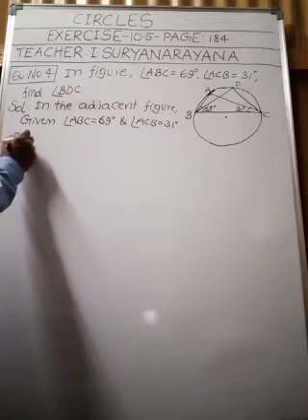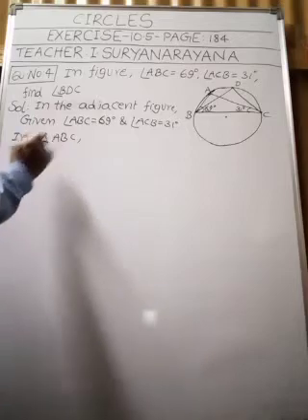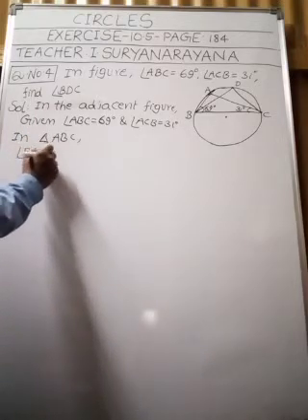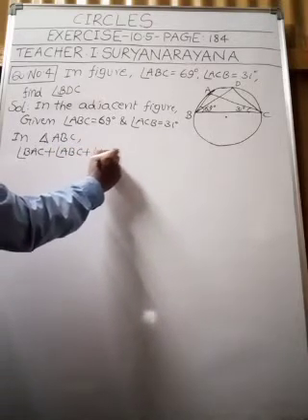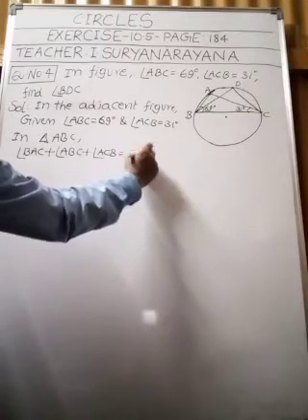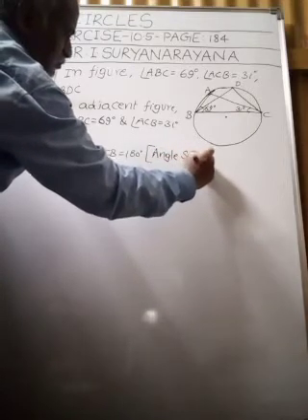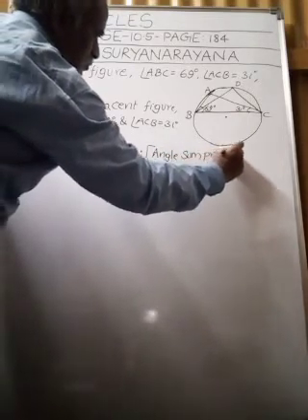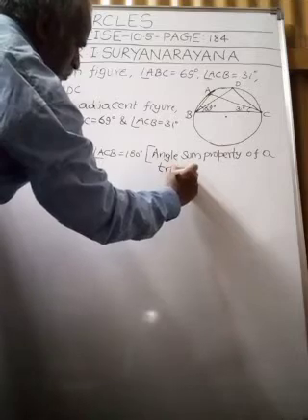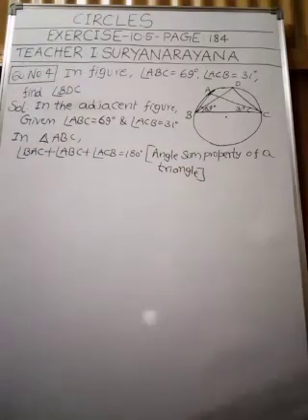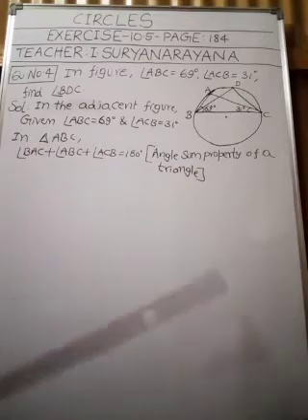In triangle ABC, angle BAC plus angle ABC plus angle ACB is equal to 180 degrees. Angle sum property. Okay, my children, by using this angle sum property of a triangle, we have written this step. Understood this step, my children?